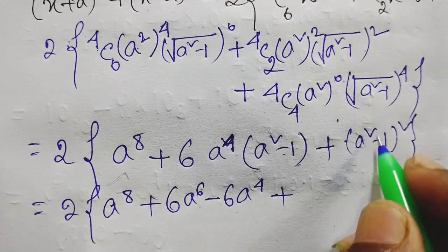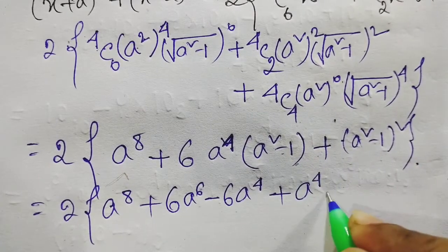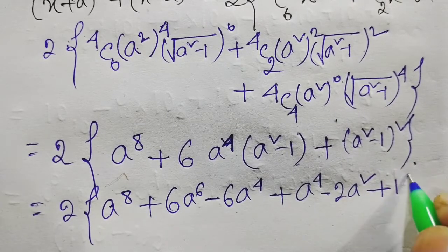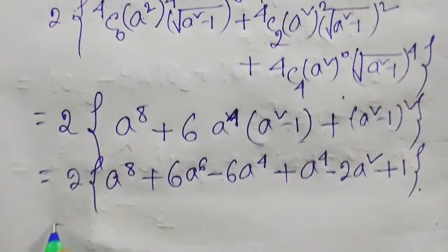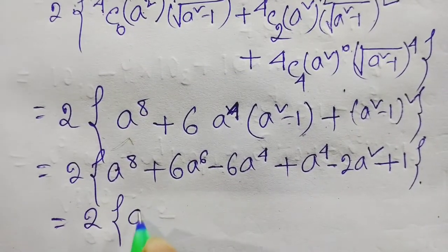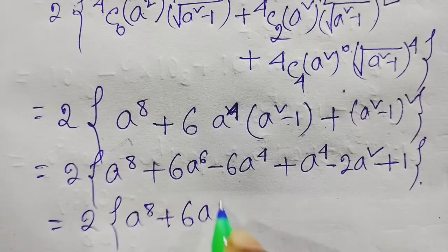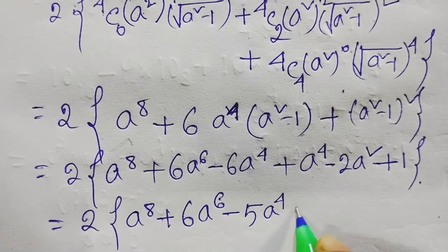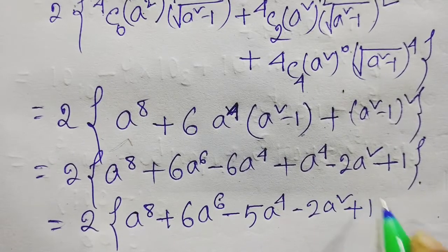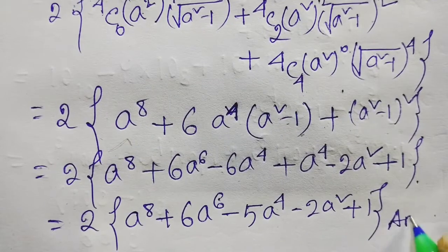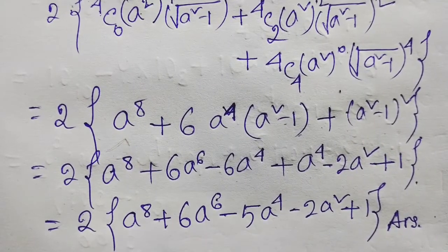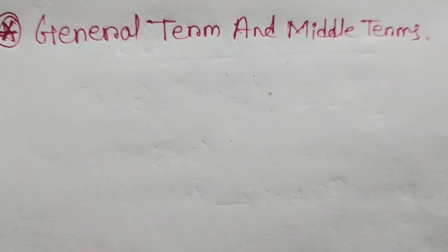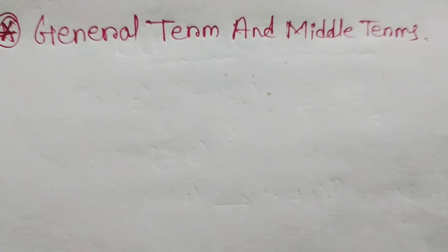and this is the form of (a minus b) whole square, that means a to the power 4 minus 2a square plus 1. So our final answer is 2 into a to the power 8 plus 6 a to the power 6 minus 5 a to the power 4 minus 2a square plus 1. This is our final answer. Understood everyone?